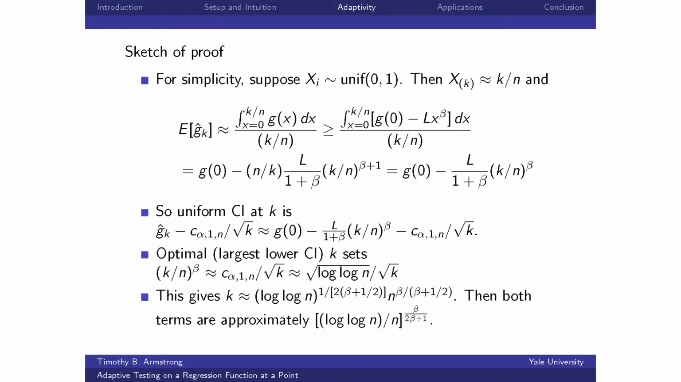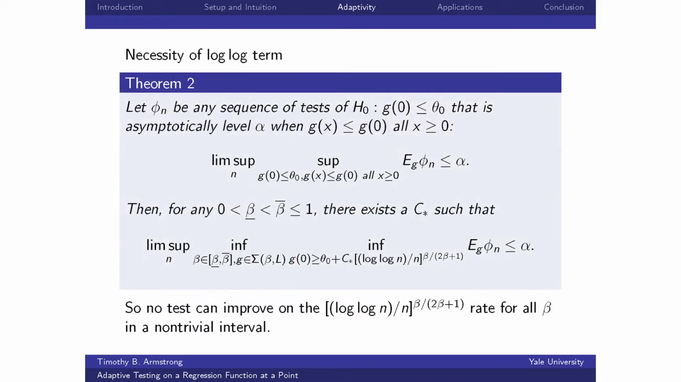So this is just calculating the drift and variance terms. It turns out that in this precise sense, made precise in this theorem, the log n term is actually needed in order to do uniformly well over these smoothness classes. Let phi sub n be any sequence of tests that's asymptotically level alpha whenever you have this monotonicity condition. In fact, you can also add in these smoothness conditions under the null. You can even make the null just that g is always equal to theta naught.